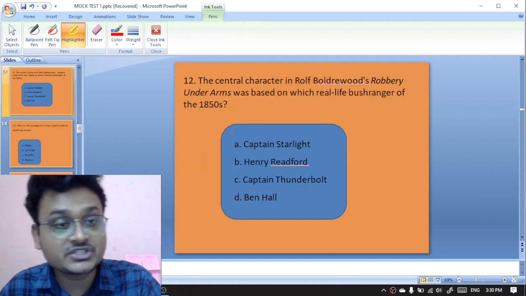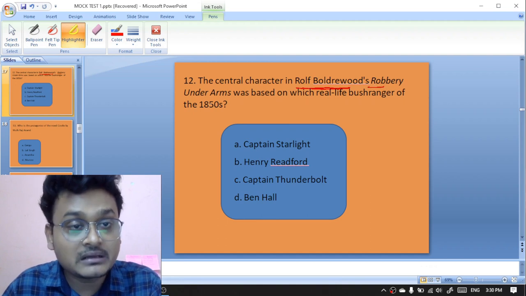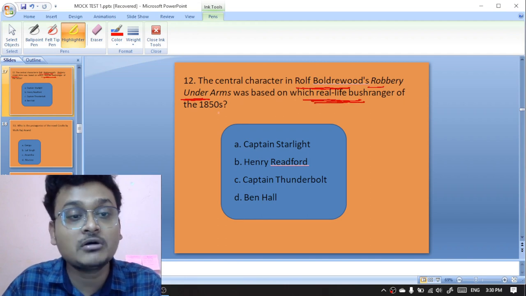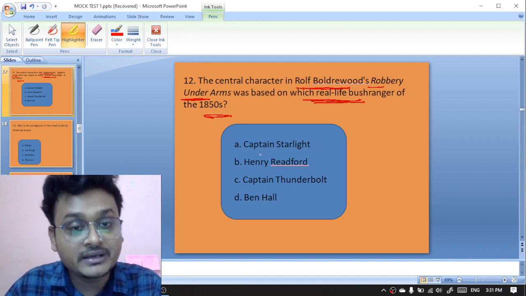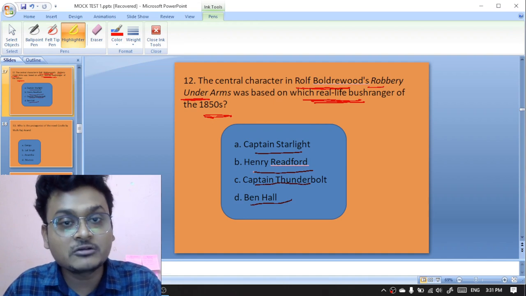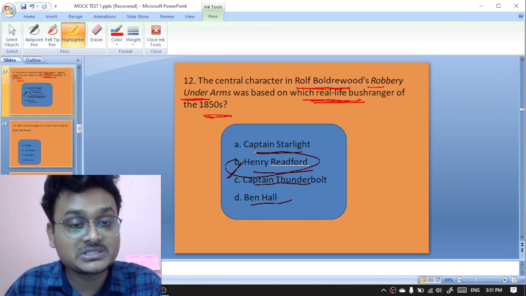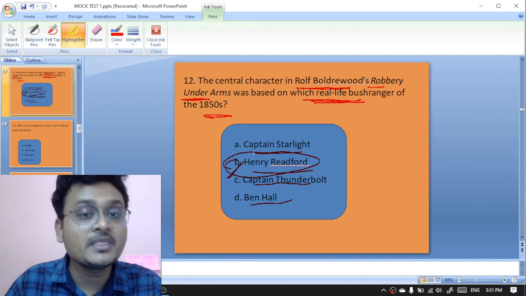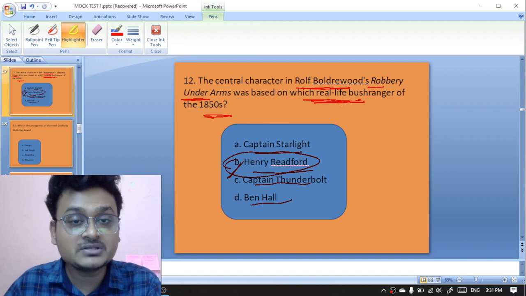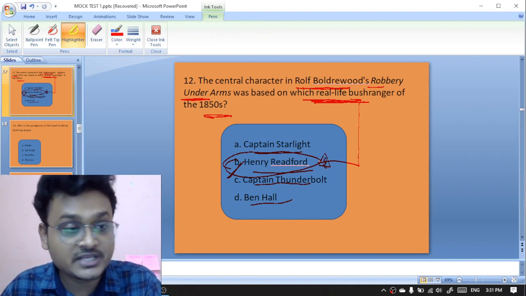Okay, moving to the next question. The central character in Rolf Boldrewood's Robbery Under Arms was based on which real-life bushranger of the 1850s? This is also from Australian literature. Captain Starlight, Harry Readford, Captain Thunderbolt, Ben Hall. So the central character in Robbery Under Arms, written by the Australian writer Rolf Boldrewood, was based on the real-life bushranger Harry Readford.